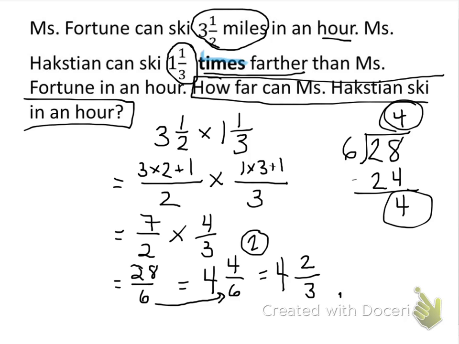Now I look back at the question. What was my question? How far can Miss Haskins ski in an hour? That means that Miss Haskins can ski 4 2/3 of a mile in an hour.